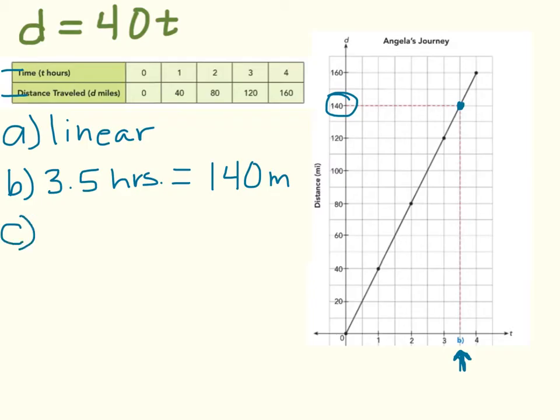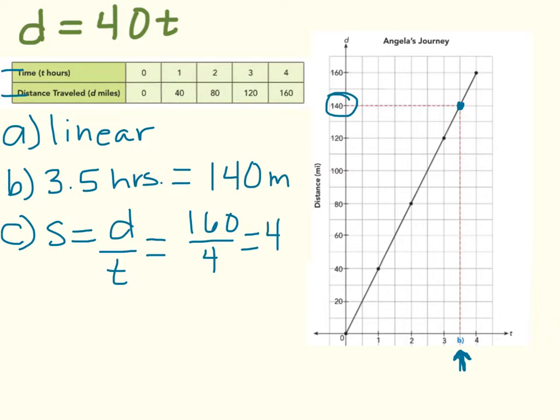Next, we can figure out Angela's speed. Remember back to our rates chapter, that speed equals distance divided by time. So Angela's total distance was 160 miles, and she traveled that distance in 4 hours. Therefore, her rate is 40 miles per hour.